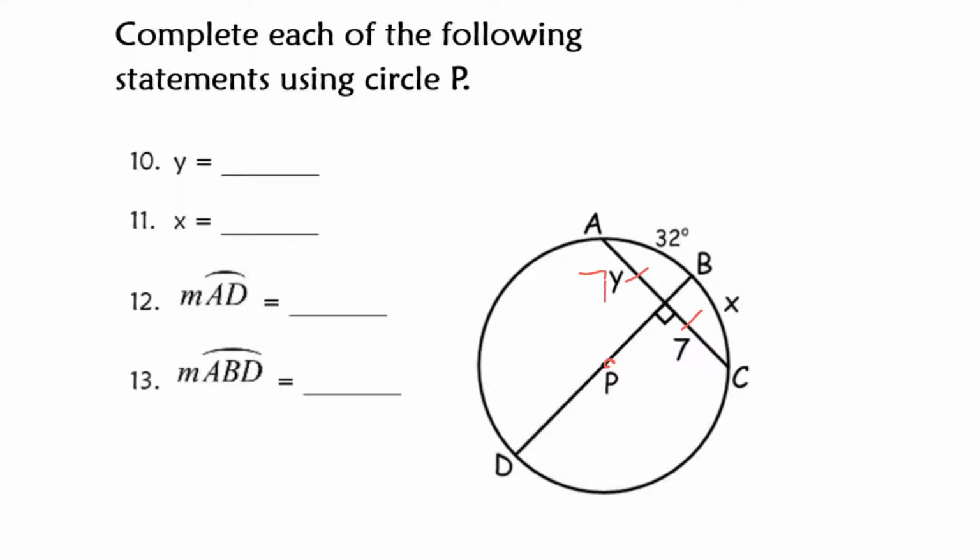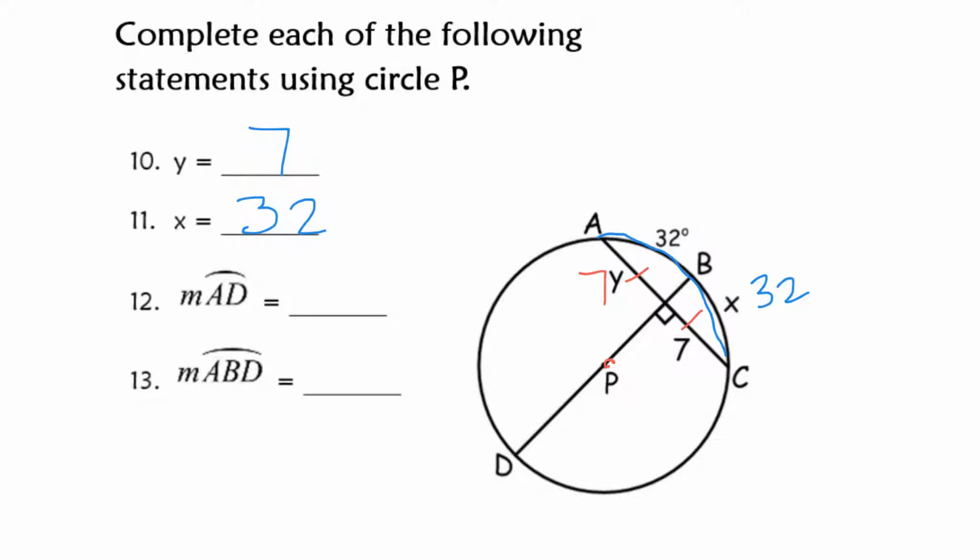So I know Y has to be 7. I know this whole arc AC here has to be 64. If half fits 32, this half has to be 32. All right, so then to find our missing measures here, Y is 7, we figured that out. We know X is 32.